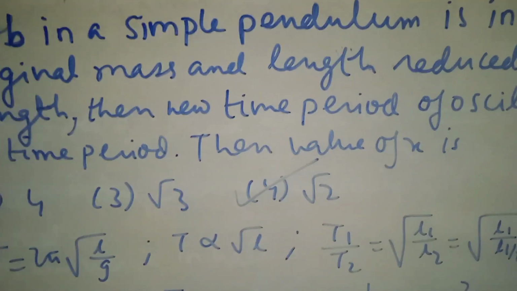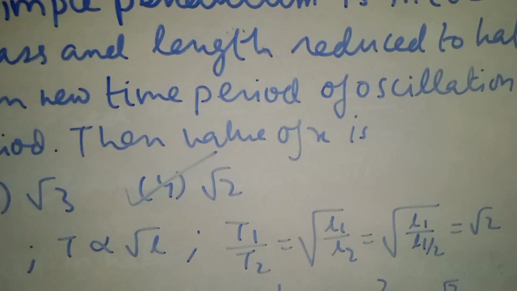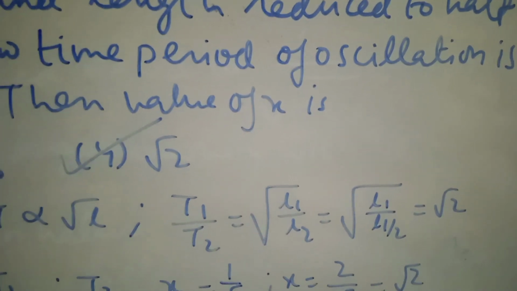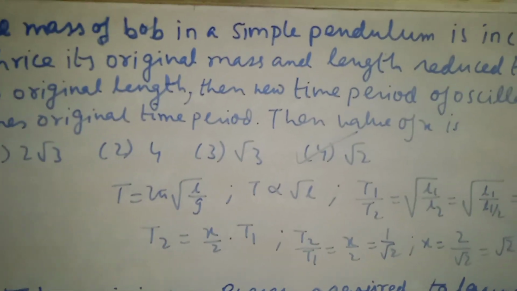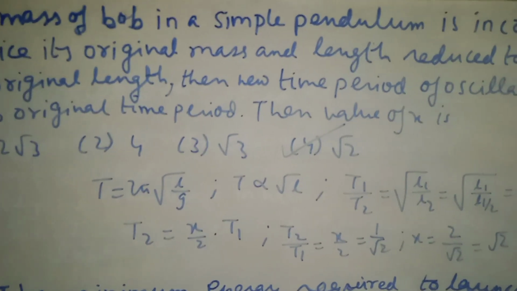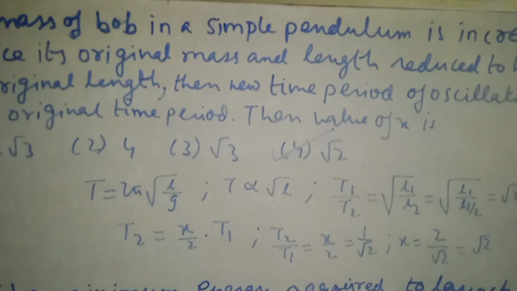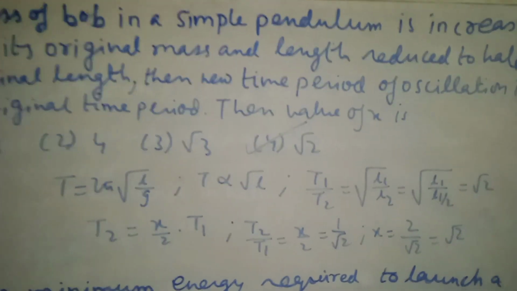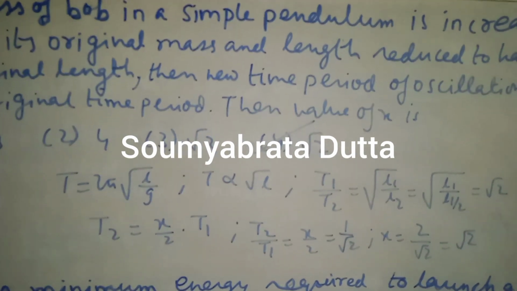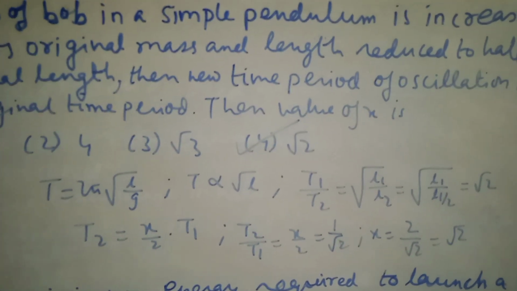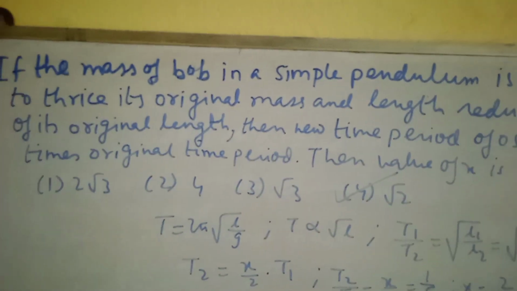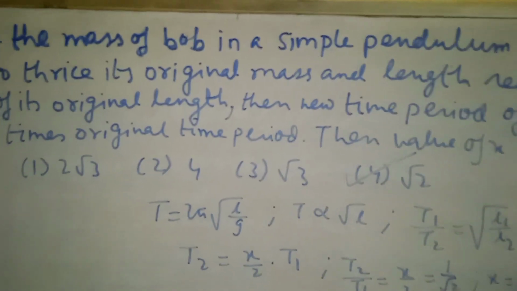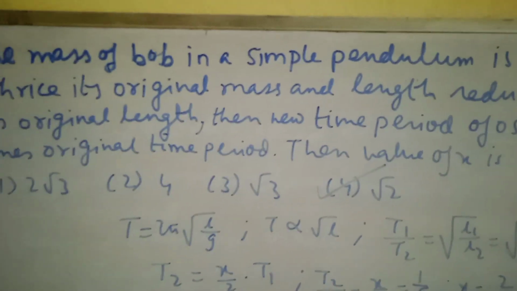So T1 by T2 equals root over L1 by L2, as L2 is equal to L1 by 2. So root over L1 divided by L1 by 2, so it is coming root 2. Now T2 equals x by 2 into T1 as per the demand of the question. So T2 by T1 equals x by 2. T1 by T2 equals root 2, so T2 by T1 equals 1 by root 2. So x equals 2 by root 2, that is equal to root 2. So option number 4 is correct. The options for the value of x are: number 1, 2 root 3; number 2, 4; number 3, root 3; number 4, root 2. So option number 4 is correct, root 2.